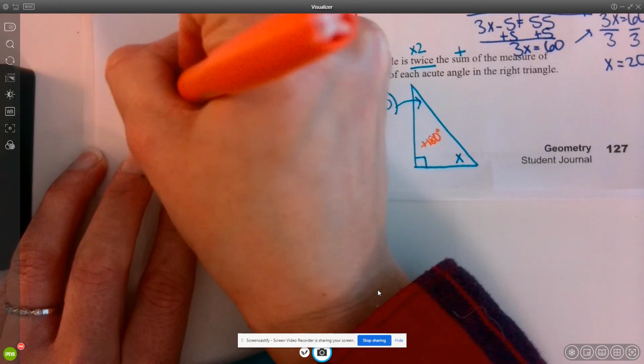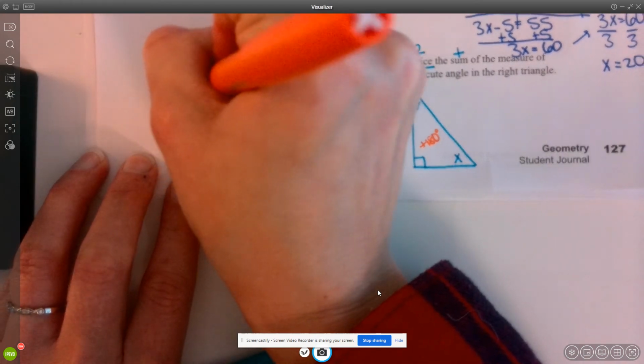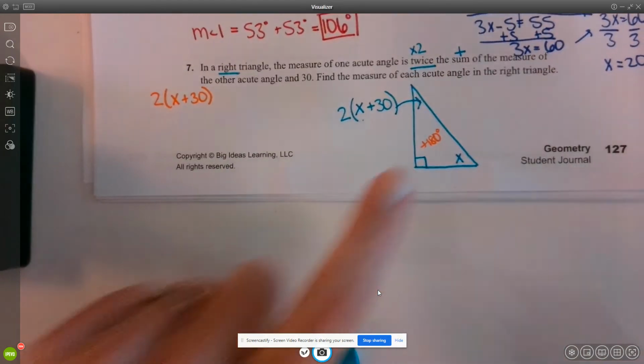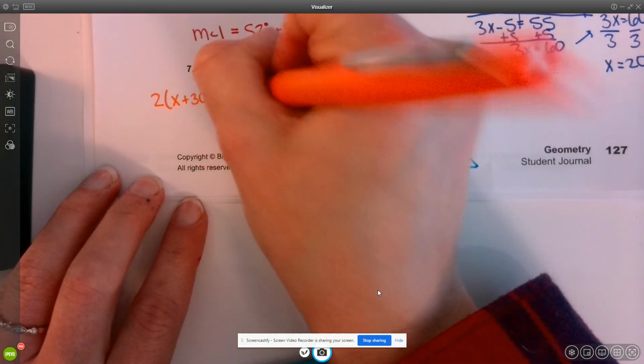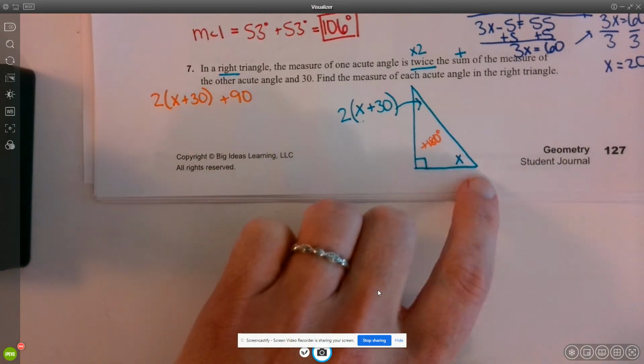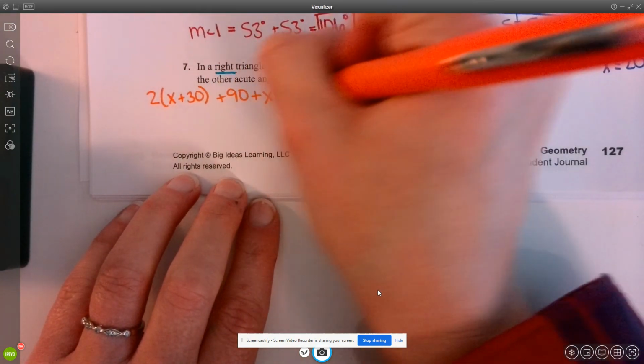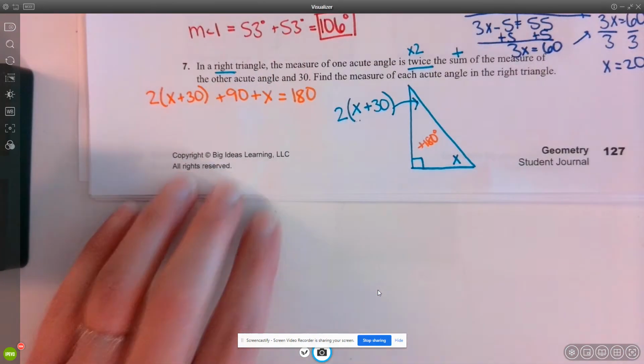My 2 times x plus 30 angle plus my 90 degree angle plus my x degree angle has to equal 180.